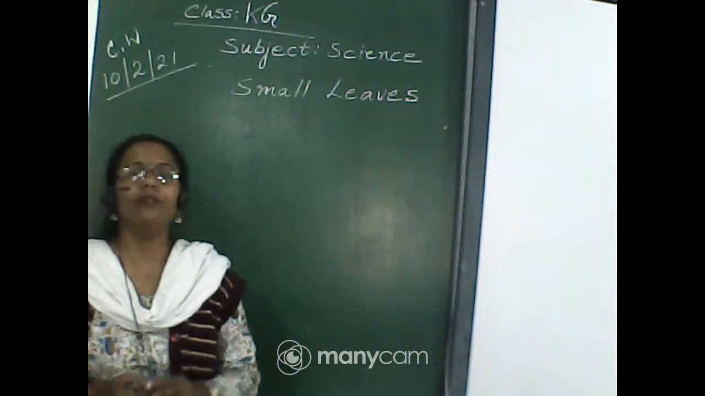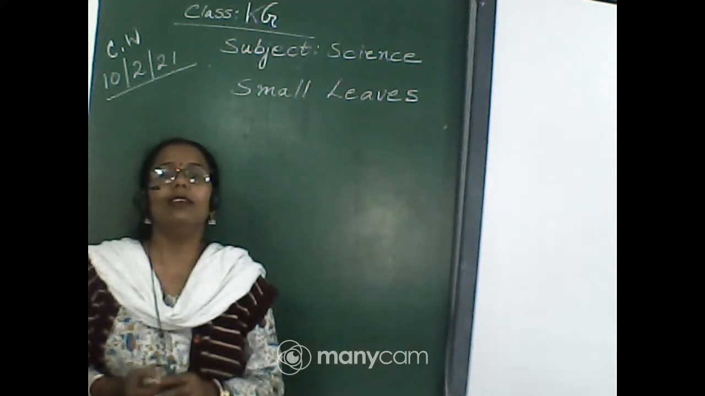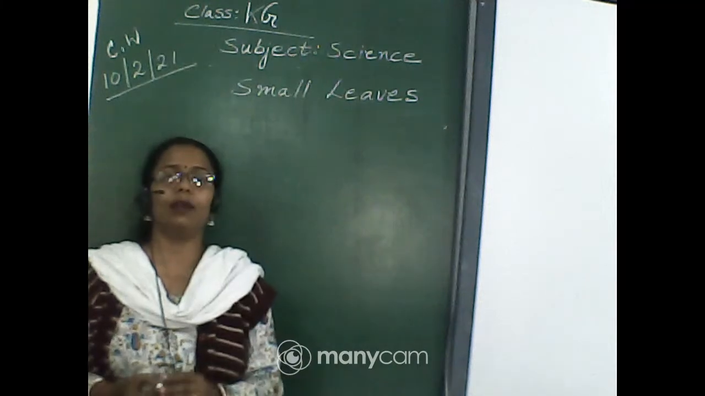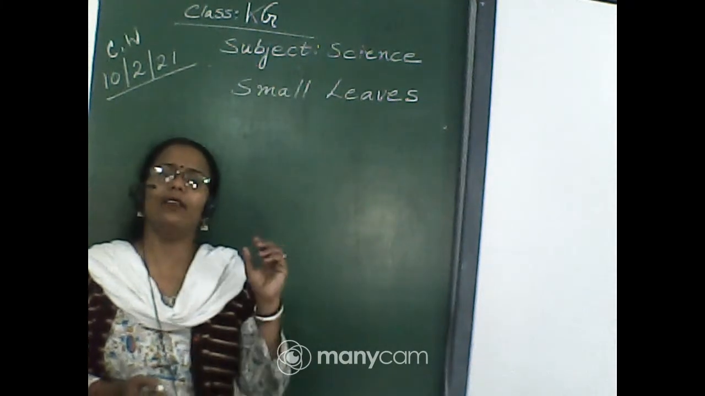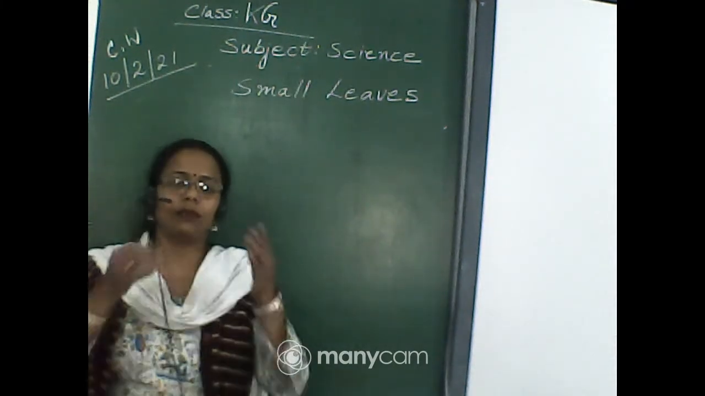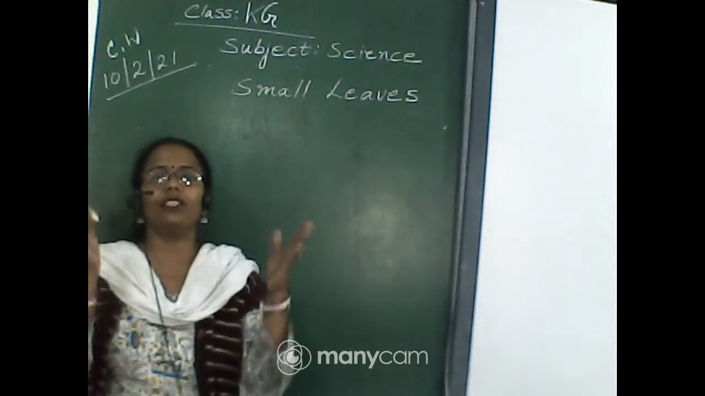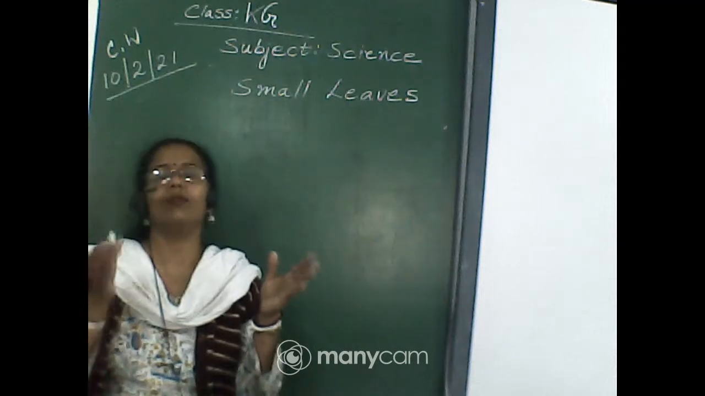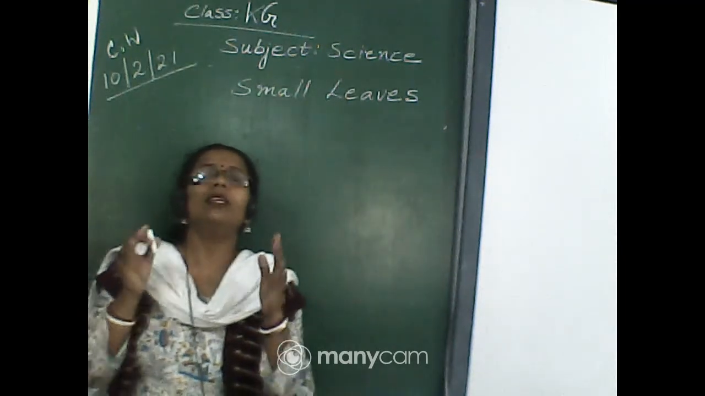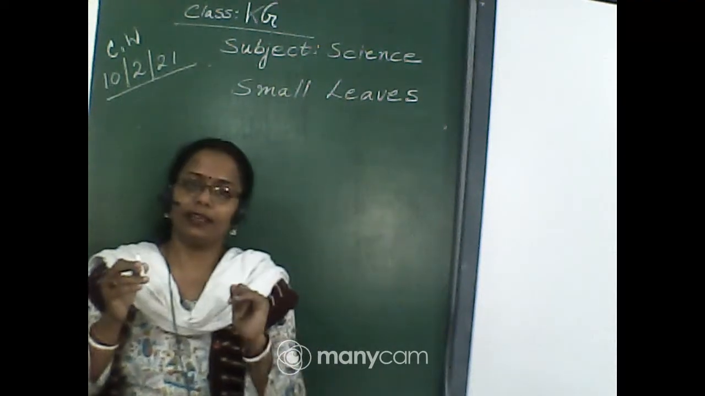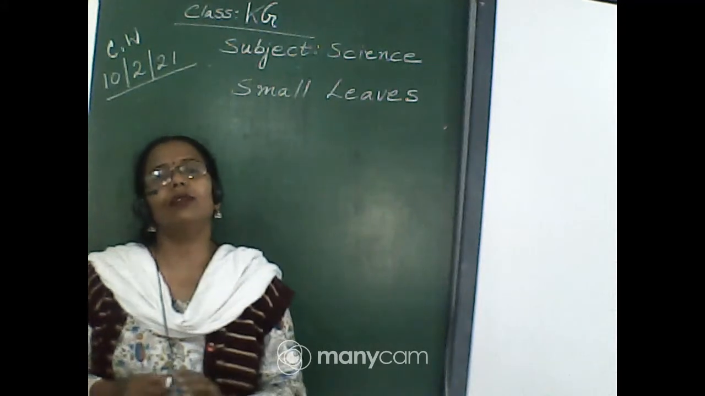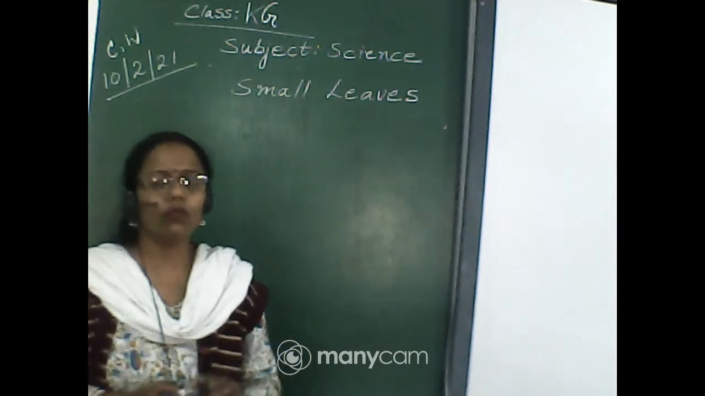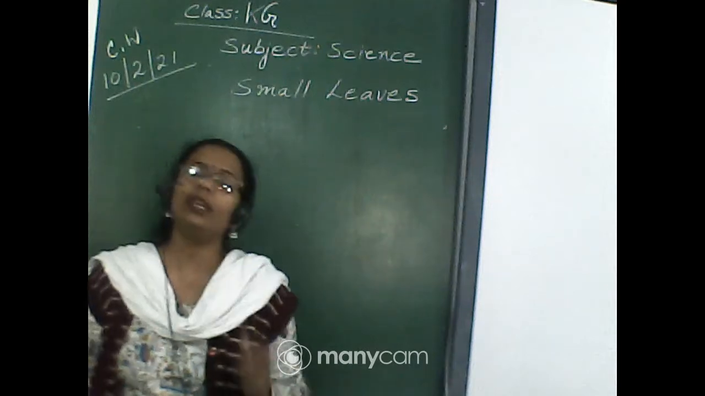Some of the leaves are long, some are oval in shape, some have a pointed outer face. So different shapes, different colors, even sometimes a variety of colors, but usually we know that leaves are green in color, right? So today we are going to discuss small leaves. Which plants have small leaves?